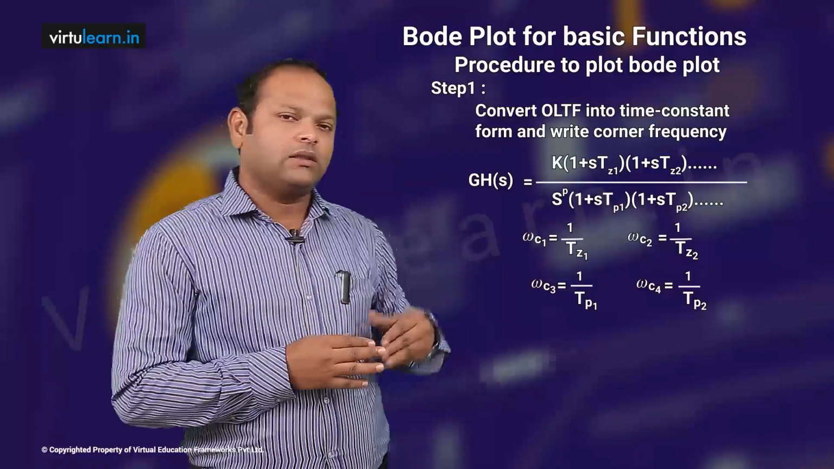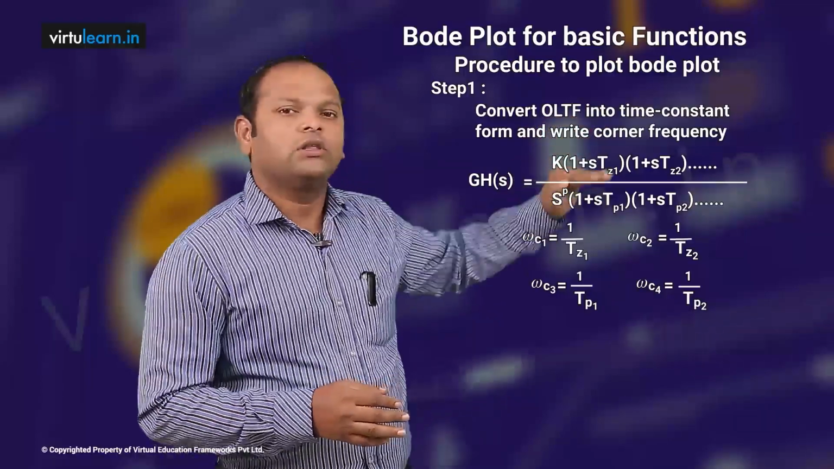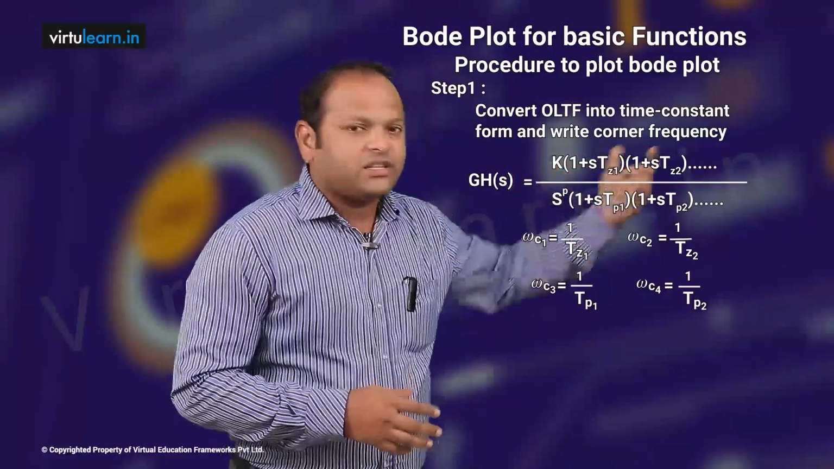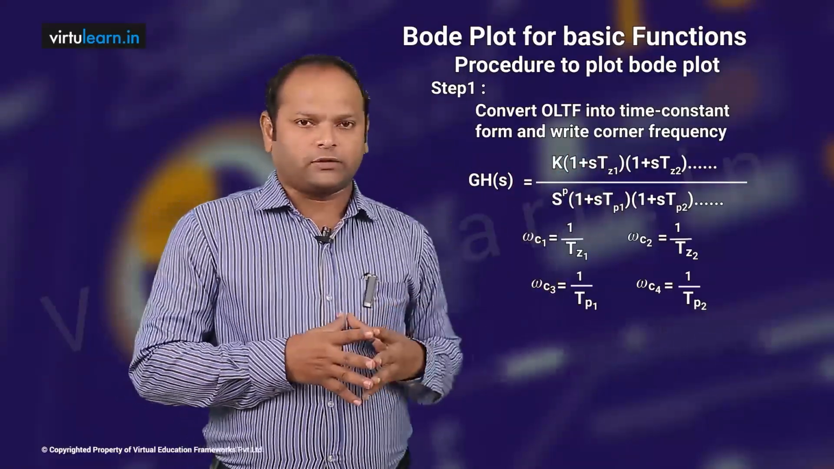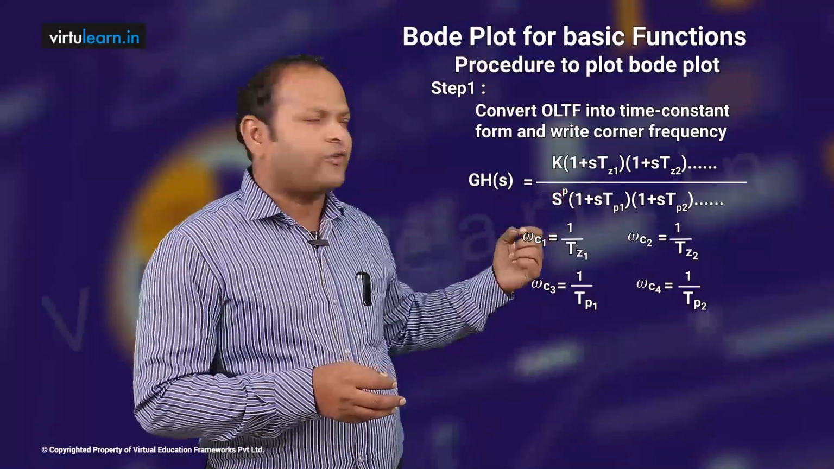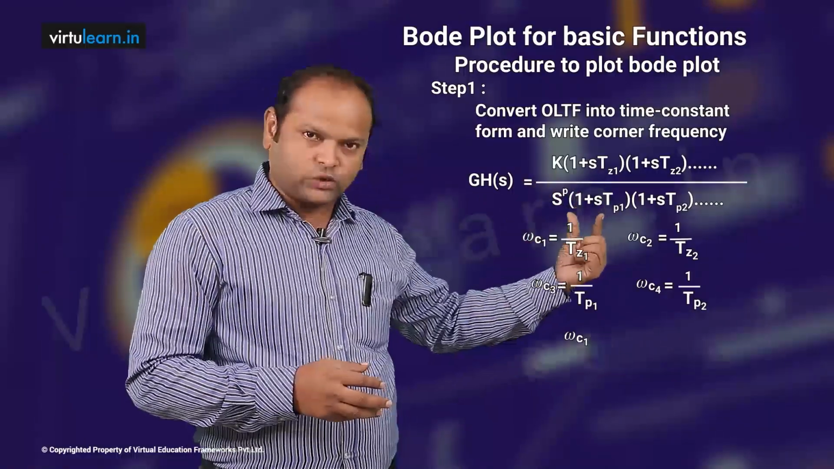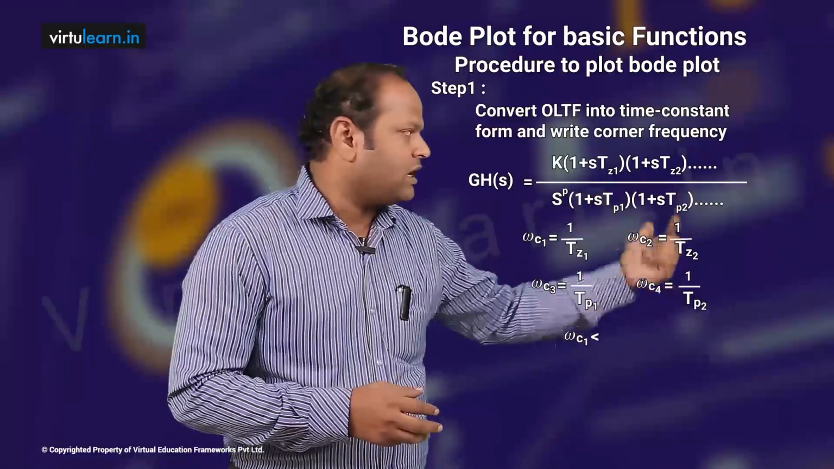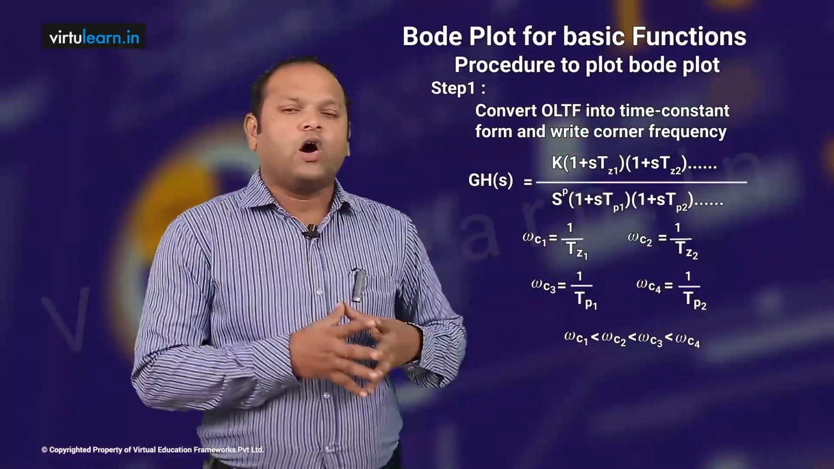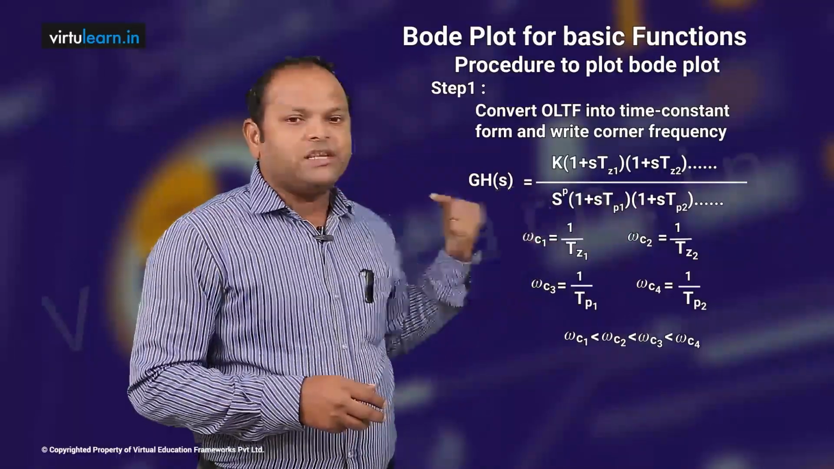If the quadratic factor is available in the numerator, then take the omega n. Even in the denominator, the omega n is the corner frequency. Now rearrange these corner frequencies in increasing order, which means omega c1 is the lowest frequency out of all the corner frequencies, then omega c2 in increasing order, then omega c3 and so on. The final corner frequency will be the highest frequency of all. So we need to arrange them in increasing order.